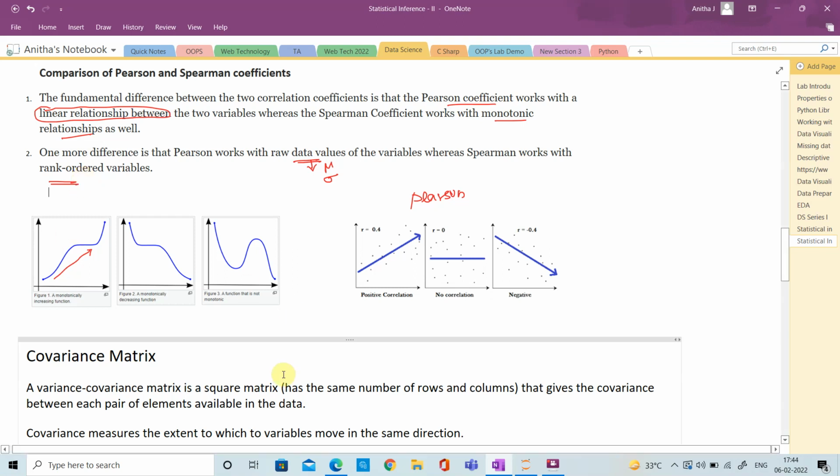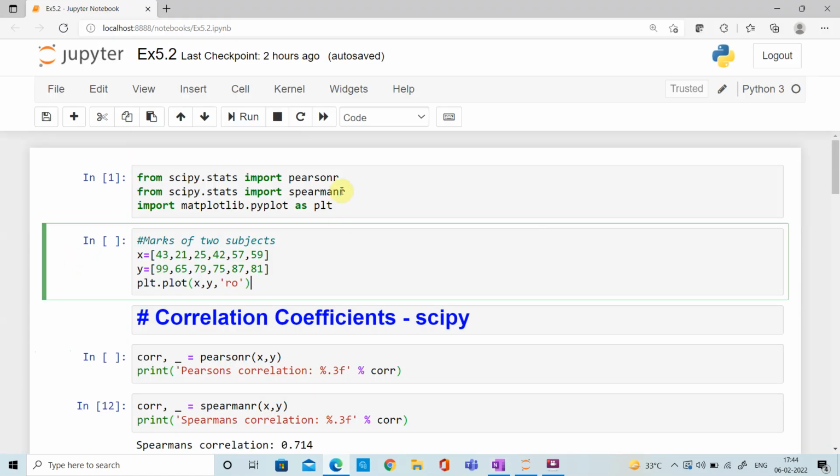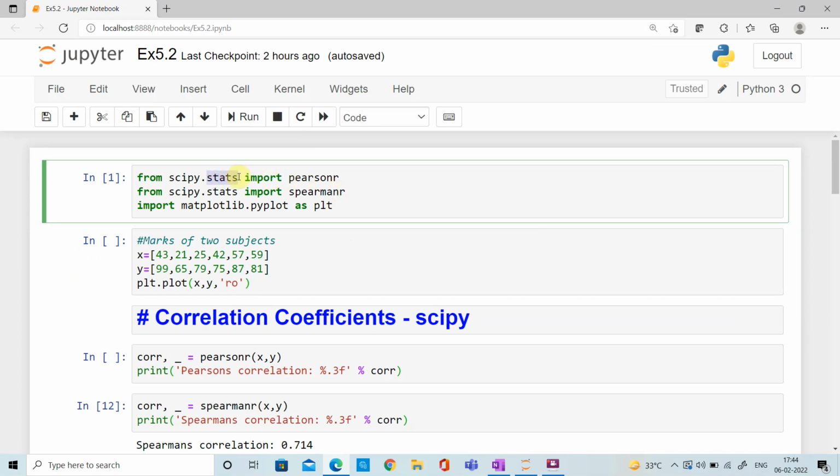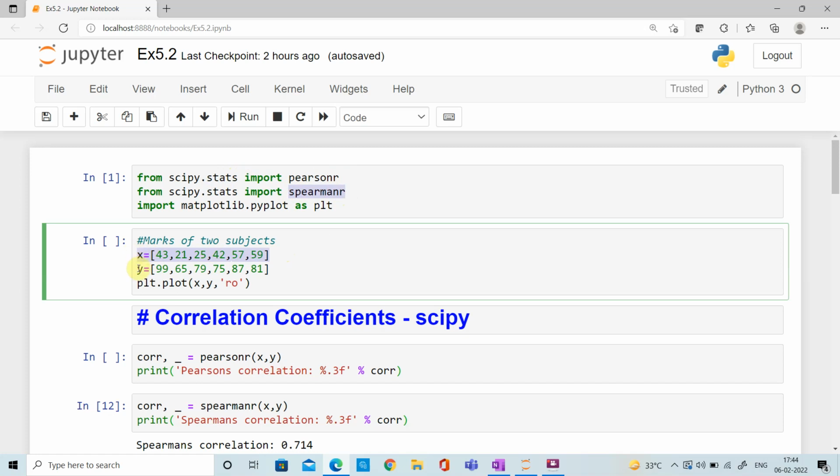And for the corresponding Python demo, I have the Jupyter notebook. In order to calculate the Pearson and Spearman coefficients, which are statistical inferences, we need to import the statistical library stats. In that we need to use the Pearson R coefficient and the Spearman R coefficient. And these are the two data sets I have. So I have the subject marks, 6 marks for a particular subject, for 2 subjects.